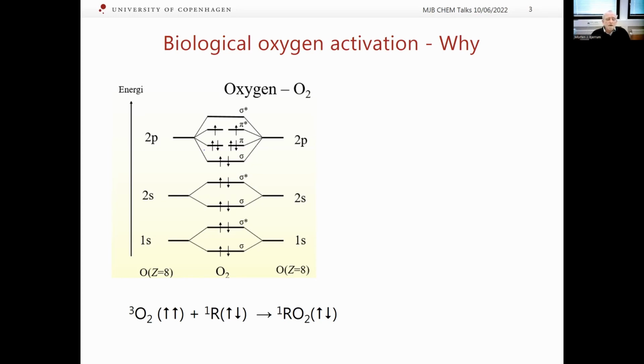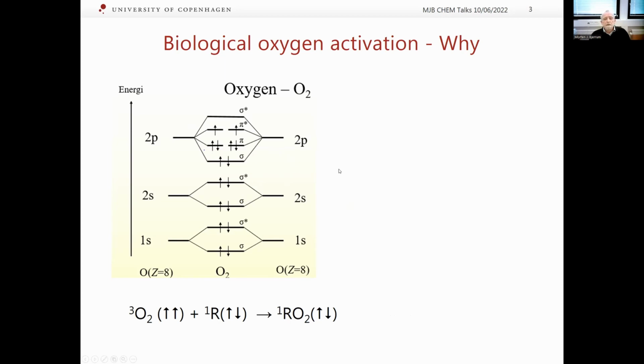That actually makes dioxygen extremely slow reacting, because you have to do spin pairing when you are reacting with organic molecules. I've shown very schematically at the bottom here a reaction where a triplet state will react with a singlet state of some organic material, and eventually it should end up as a singlet state, as a diamagnetic compound. So we have to have a spin pairing, and that means that this reaction has a very high activation energy. That's why dioxygen reacts very slowly. And that is, of course, lucky for us, because we have to control the dioxygen when we breathe.